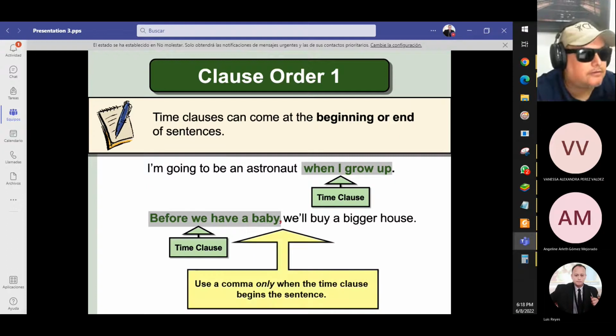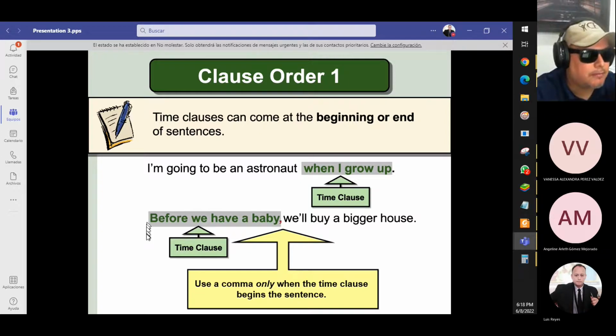Okay. It says the time clauses can come at the beginning or at the end of sentences. Example, I'm going to be an astronaut when I grow up. When I grow up is the time clause. Or you can say, before we have a baby, comma, that's the time clause at the beginning of the sentence. We will buy a bigger house.